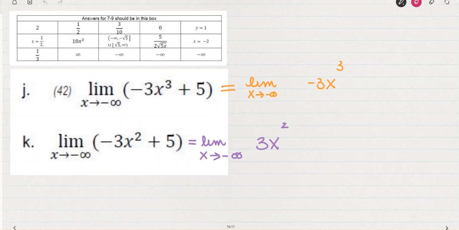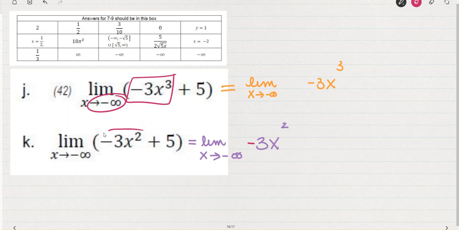For a polynomial, the limit as x approaches infinity or negative infinity is equivalent to the limit of the polynomial's first term, the lead term. So in this case, negative 3x cubed. And then for letter K, the lead term is negative 3x squared. So we could find these limits by using direct substitution.